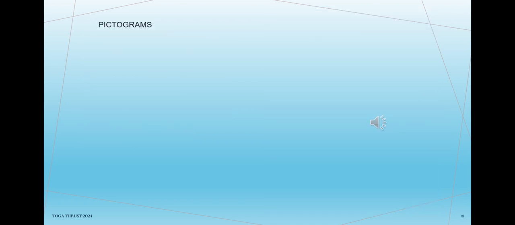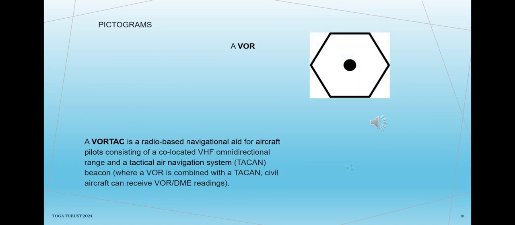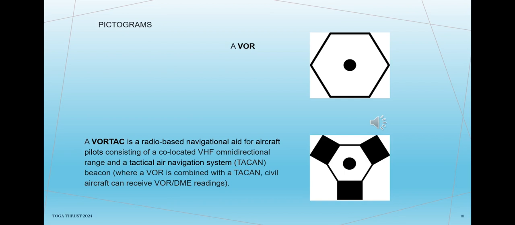Pictograms. VOR/DME. VORTAC is a radio-based navigational aid for aircraft pilots, consisting of a co-located VHF omnidirectional range, and a tactical air navigation system, TACAN, beacon.